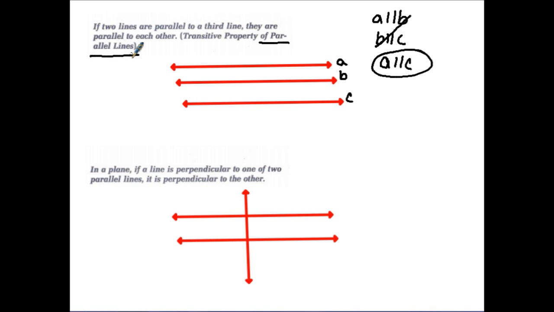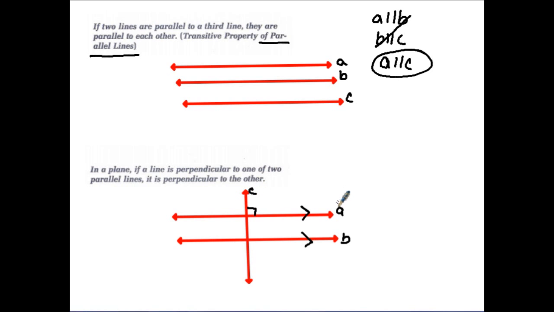Our last theorem. In a plane, if a line is perpendicular to one of two parallel lines, it's perpendicular to the other. So again, we start off. We know our lines are parallel. And we know that we have this transversal that's going to be perpendicular to one line. We'll call this A, B, and C.